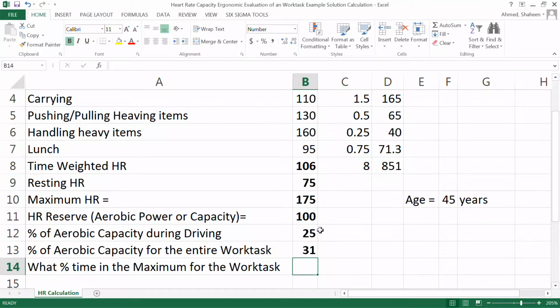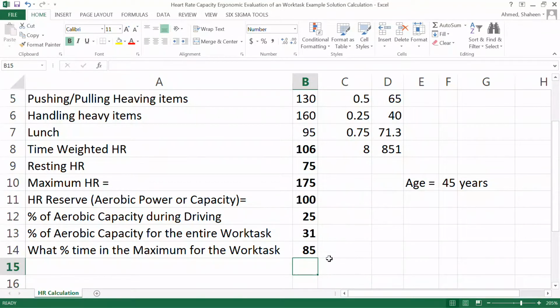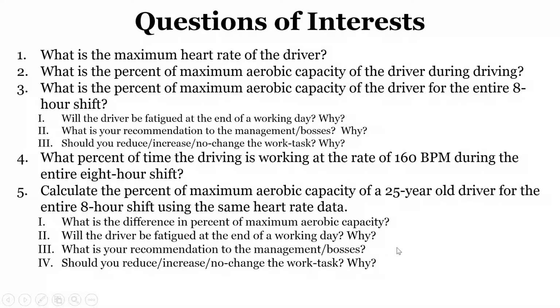And then what percent of the capacity is used at the person's highest heart rate? So it's 160. It's asking for the percent for that very highest heart rate value. So that is 160 minus 75 resting, divided by the reserve, times 100. So about 85%. The question also asked, what if the person is 25 years old? It also asks, will the person be fatigued or not? What should you do if they get fatigued? And it asks you to compare with the 25 years old.